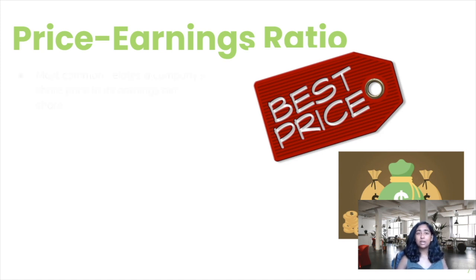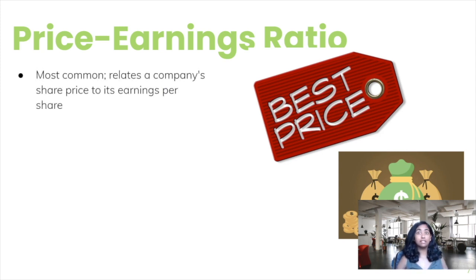The price to earnings ratio is the most commonly used by investors during fundamental analysis as it relates a company's share price to its earnings per share. The PE ratio is important because it tells you how much you're paying for each dollar of earnings made by the company, so it serves as a type of measuring stick.